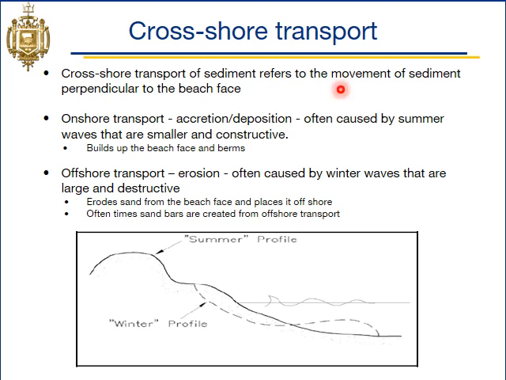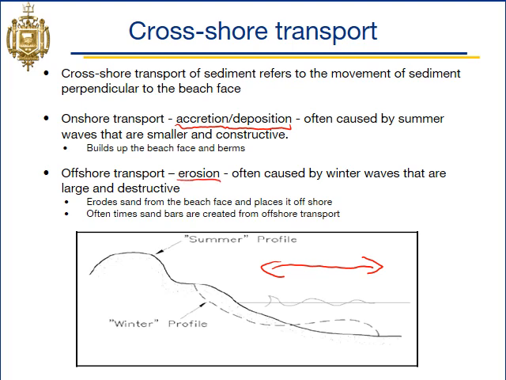Right, so cross-shore transport has to do with the movement of sediment that is perpendicular to the beach face. So if this is our beach face, that means we're talking about sediment that is moving perpendicular to the beach face. So onshore and offshore. So away from the beach or onto the beach. So onshore transport, we call that accretion. If we're moving sand or sediment onto the beach, we call that accretion or deposition. And if sand is moving off, then we call that erosion, right?